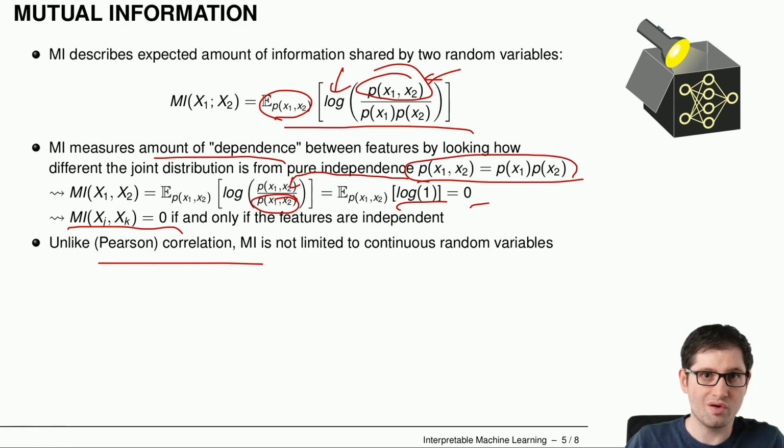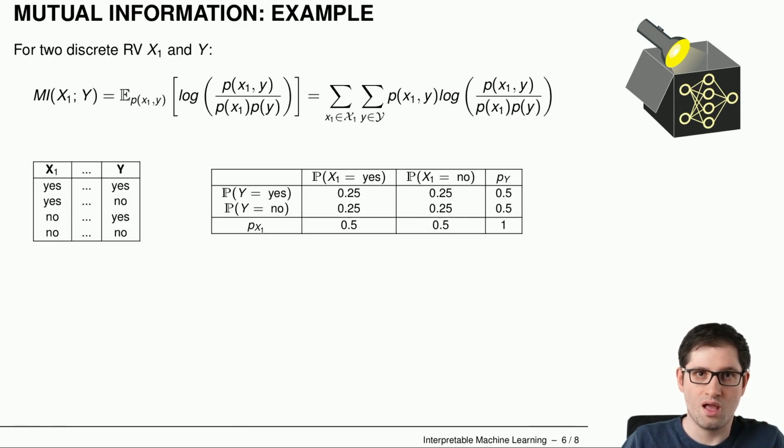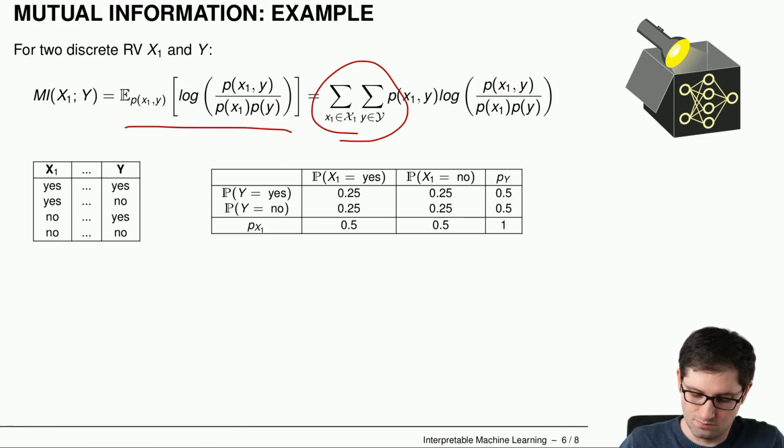So if two features are independent, we will always get a mutual information of 0. Unlike the Pearson correlation, the mutual information is not limited to continuous variables and is also applicable to categorical ones. Let's make a simple example. In that case, the expectation can be written as a sum over the two random variables that we are looking at. We have called them x1 and y.